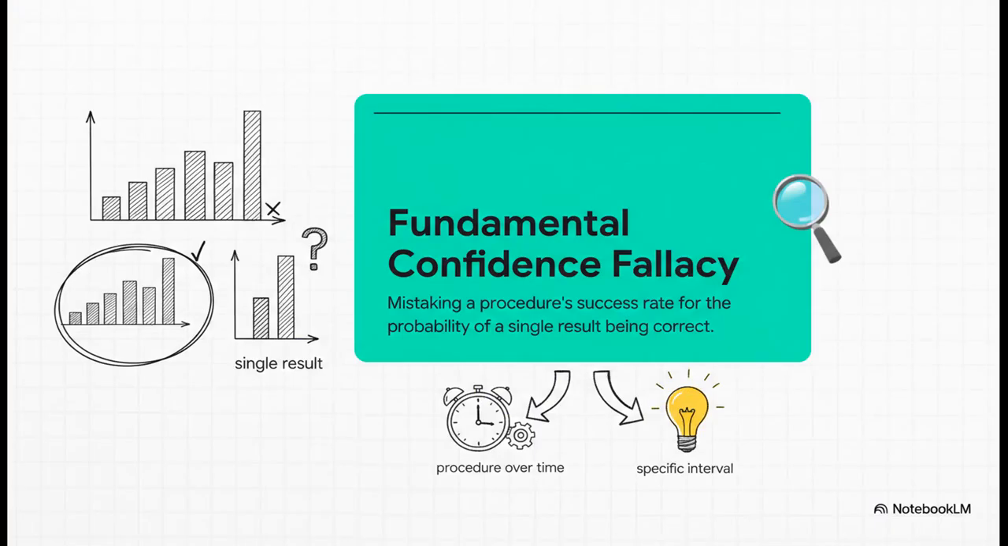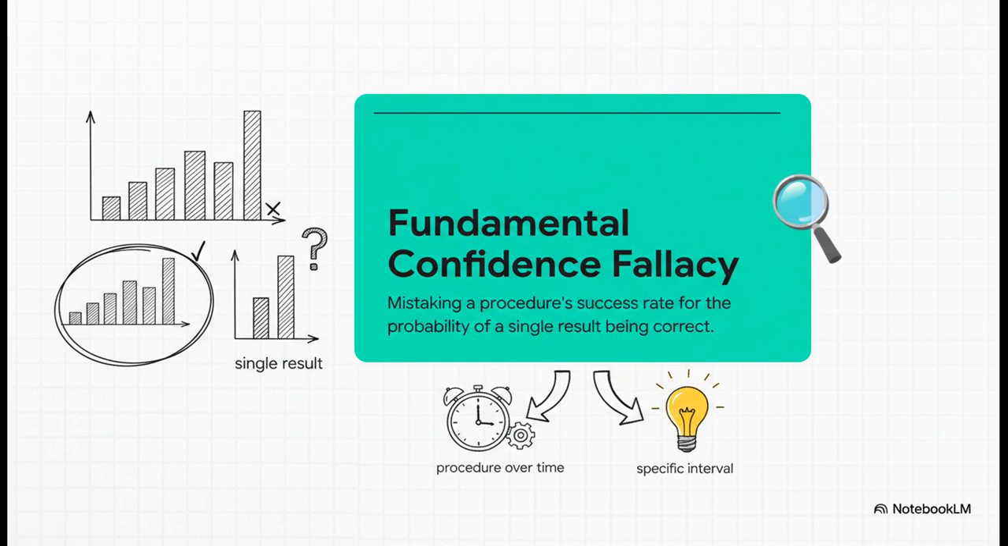And here it is. The fallacy is confusing the success rate of the method you used with the probability that one single result from that method is correct. That 95%, it's about the procedure, not about the specific 7.5 to 8.5 hour interval you ended up with.